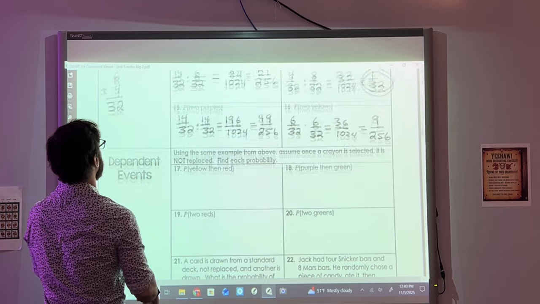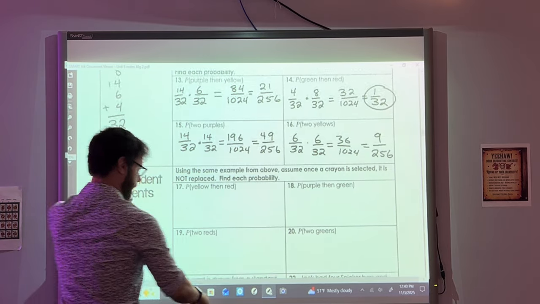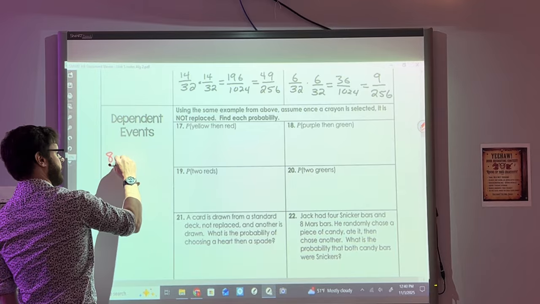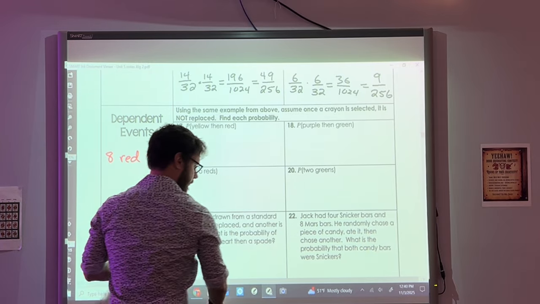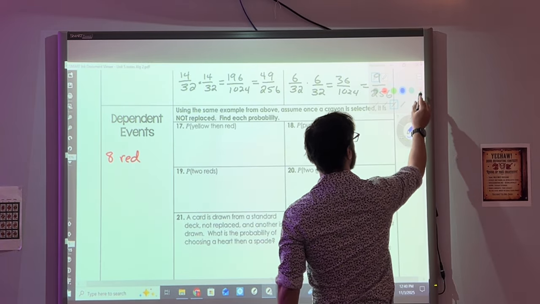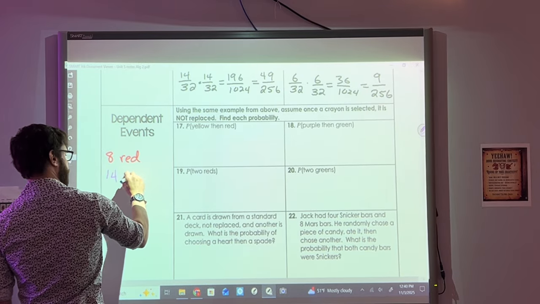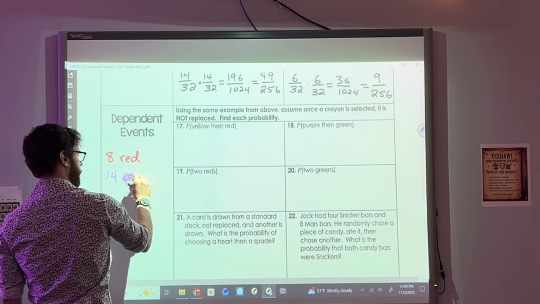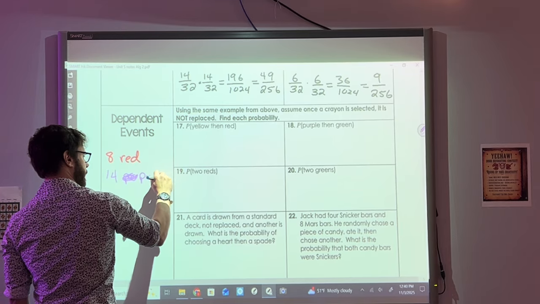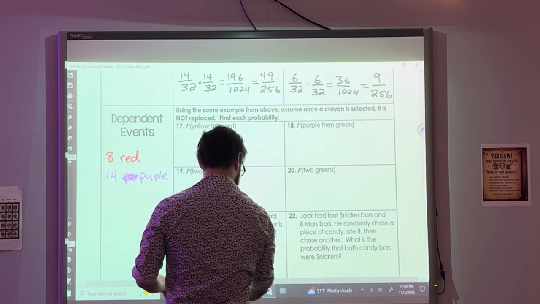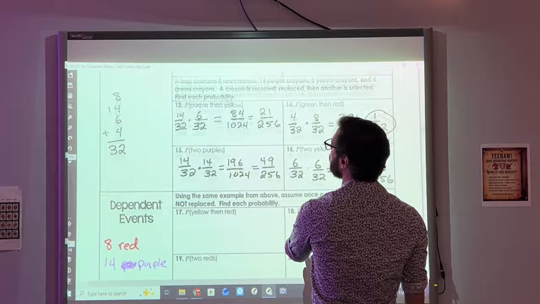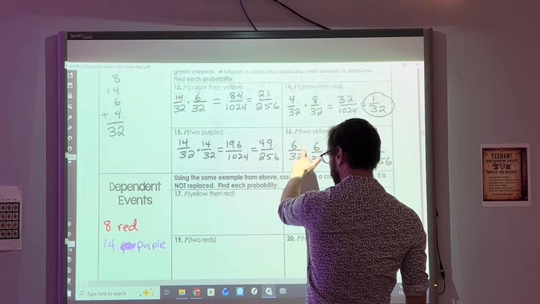So let's write down what happened. I had 8 red, 14 purple, I think there were 6 yellow. Is that true? 6 yellow, 4 green.